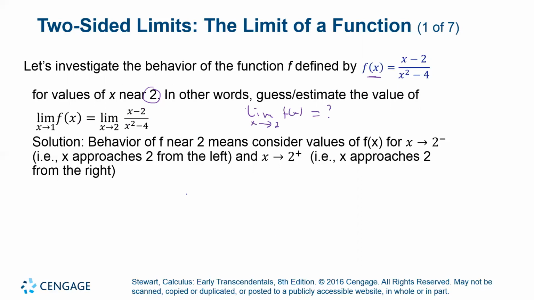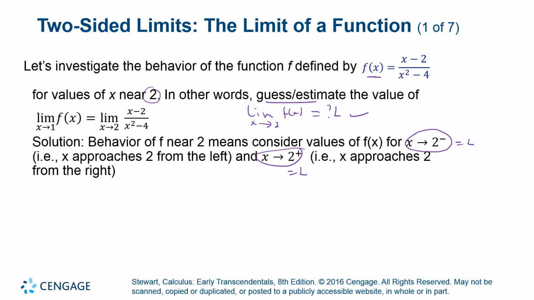Now, in doing so, we need to consider the left-hand limit, approaching 2 from the left, and also approaching 2 from the right. If these two are equal, then the limit is equal to that value. So if we found this to be L and this to be L, then we can say that the limit is equal to L.